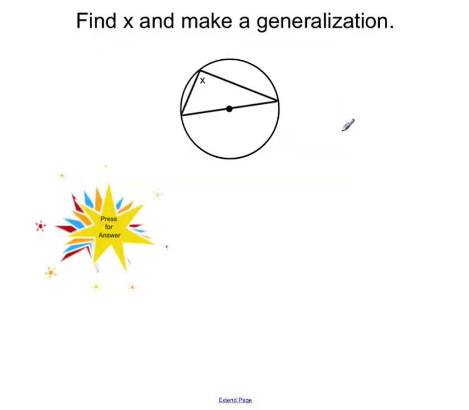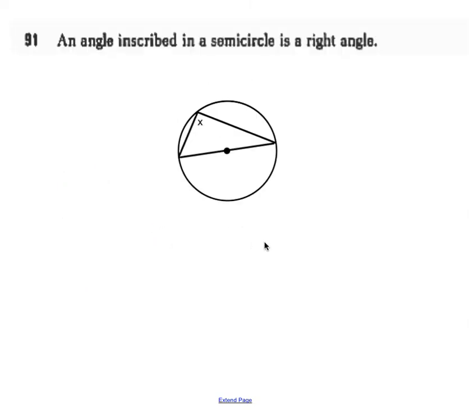Now, take a look at this picture and try to make a generalization. See that I have the diameter of the circle drawn, and again, the vertex of my angle is on the circle. Pause your video, think about it for a second, and then press play. It just so happens that this corresponds with a theorem of ours, where if I have an angle inscribed in a semicircle, it is a right angle.